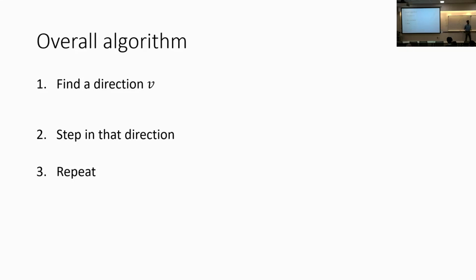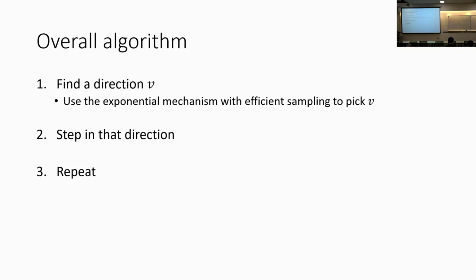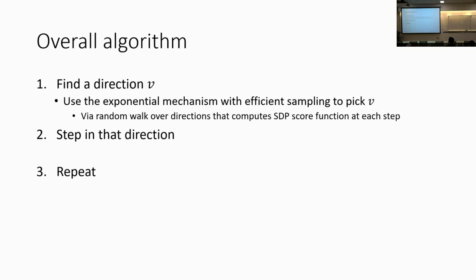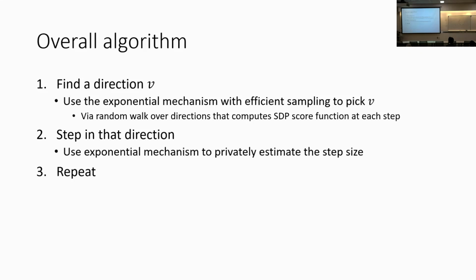Now, you see I left some big blanks because it's not obvious how to find this direction. But finding the direction is where pretty much all of the technical work goes. We use the exponential mechanism with efficient sampling to pick this direction we step in. And this is via random walk, because that's how these log concave samplers usually work. And then we don't worry about that one.